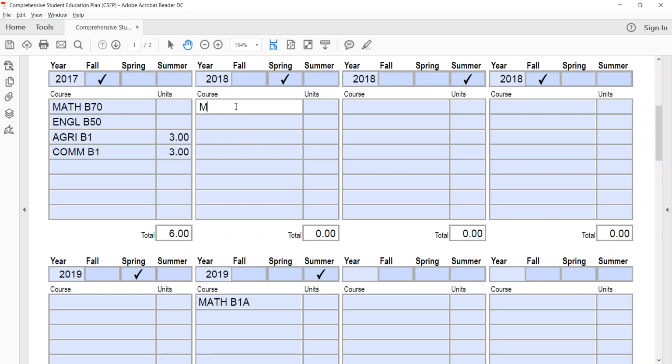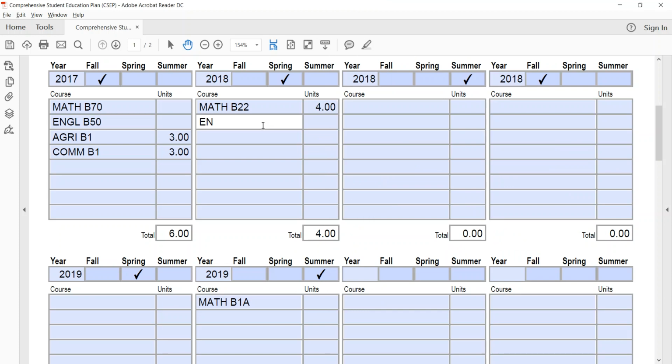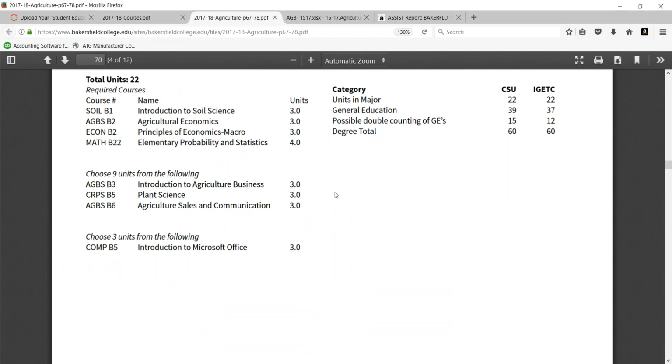The next math level class that I can take is Math B22. That's my statistics class. That was a 4-unit class. And I'm going to come over here and check that off. We're done taking that. I'm also going to put on our semester plan to take English B1A. I like to get the difficult ones out of the way first. So we're going to take that.